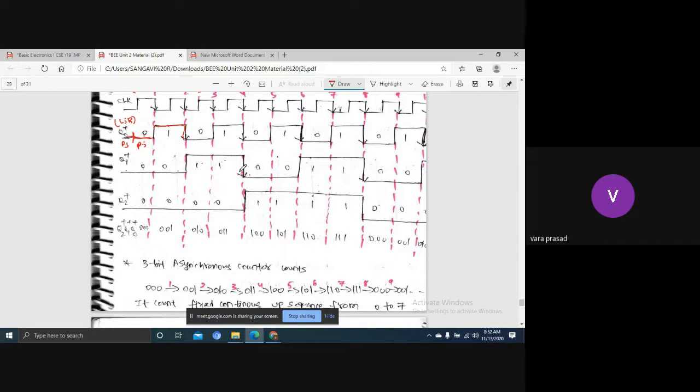It's a negative edge. Then we can get it. See here, the clock is absent, so it stays the same. Clock is present, 0 to 1 will change. Clock is present. If you want to remember this very easily, see here, I will tell you.